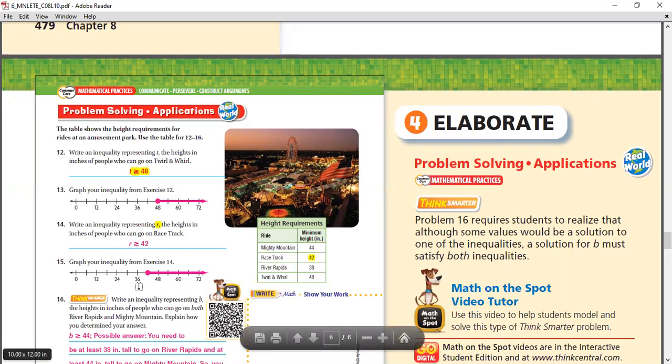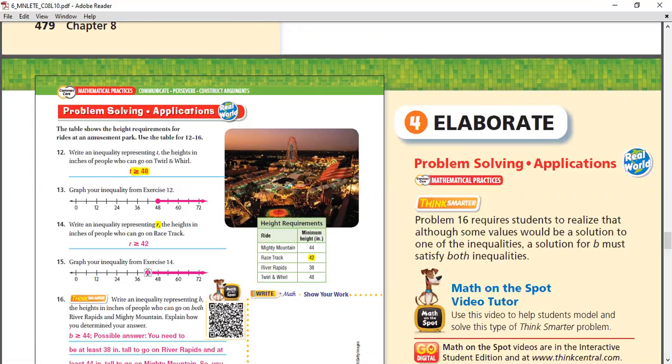So how do you graph it here? Now there is no 42 here, but you know that 42 is between 36 and 48. So that's why you have to draw the circle in between 36 and 48, color it because it also has the symbol equal to, and go to the same side the inequality is pointing, to the right. So until the end of the number line.